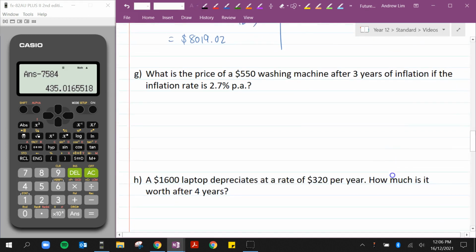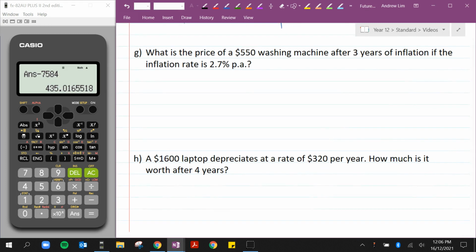Right, question G. What is the price of a $550 washing machine after 3 years of inflation if the inflation rate is 2.7% per annum? So inflation means it's going up in value. So a $550 washing machine right now is going to cost more in the future. Okay, so that's technically what inflation means. So because we've got an interest percentage rate, we're going to use the future value formula.